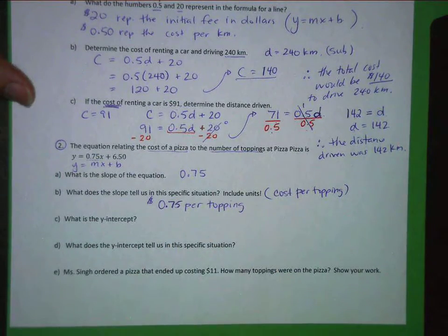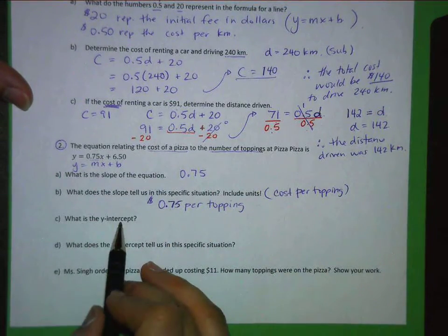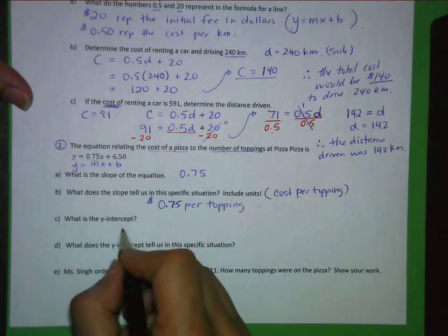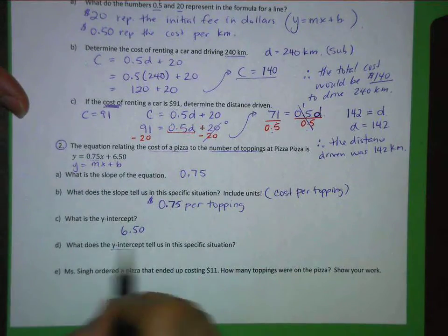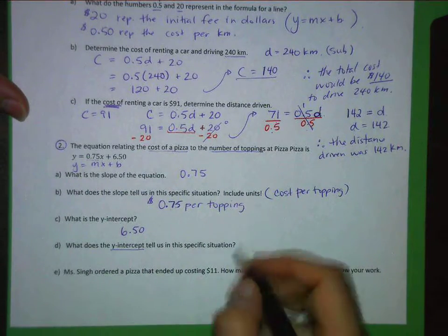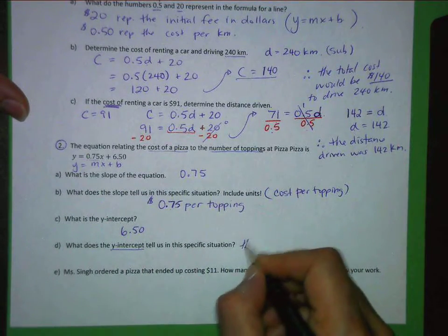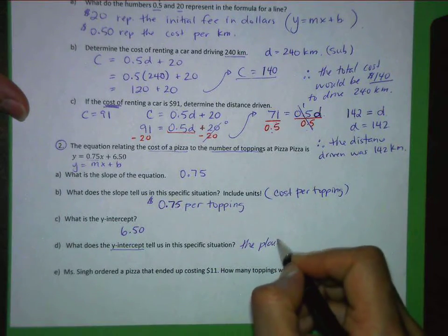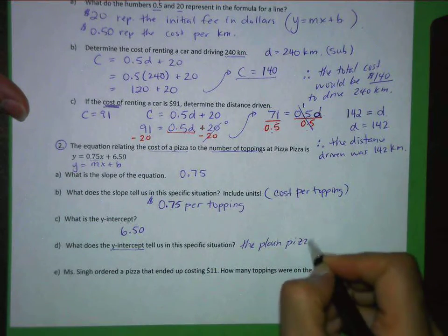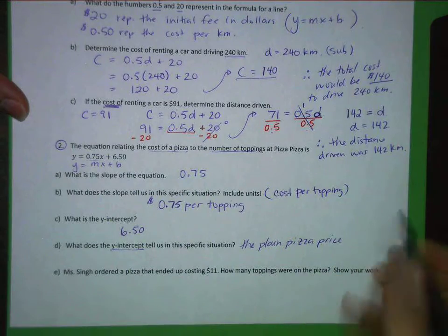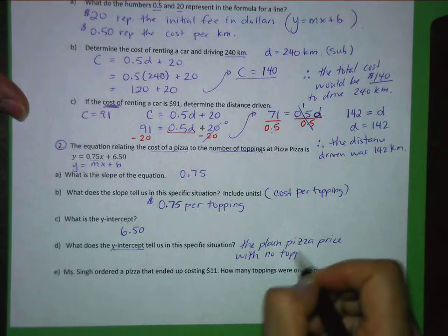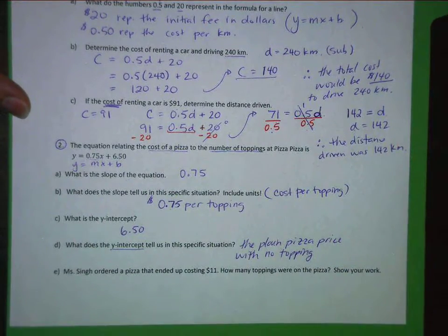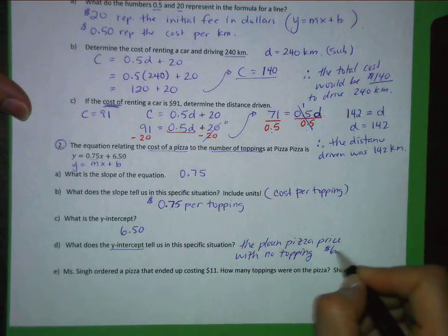What's the y-intercept? Well, the y-intercept is that number. It's 6.50. What does the y-intercept tell us? It is the plain pizza price with no toppings. So usually cheese is included, so it'd be $6.50 for a cheese pizza.